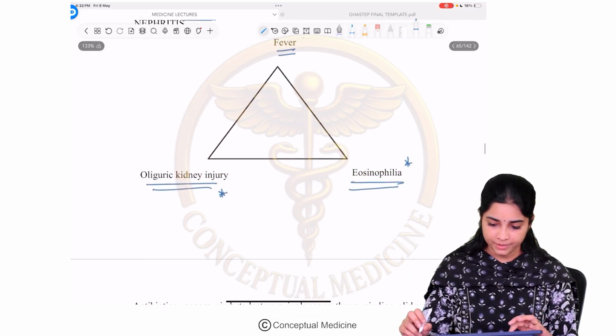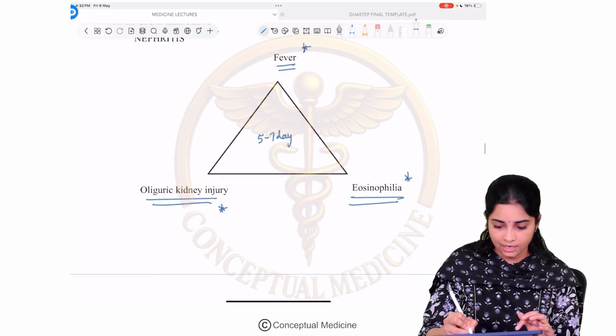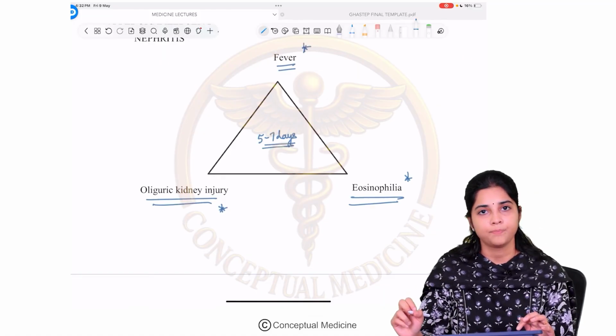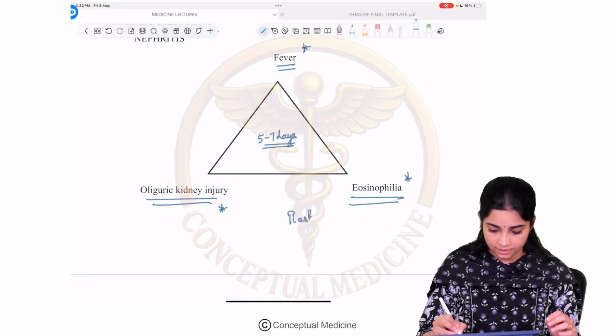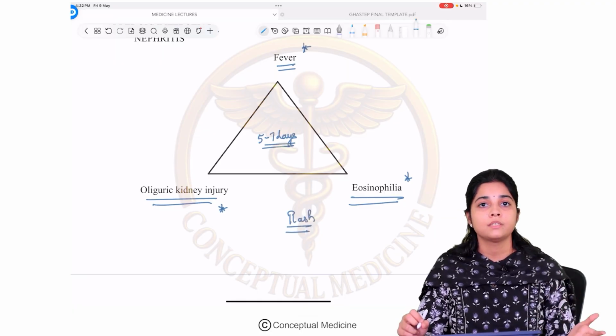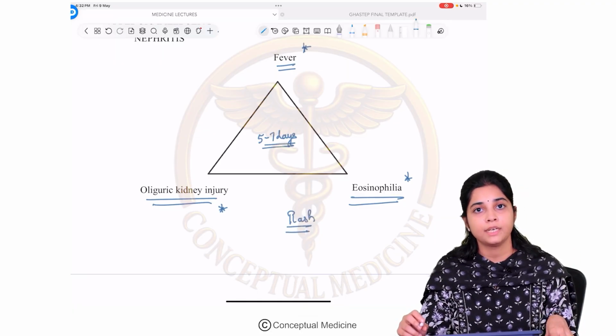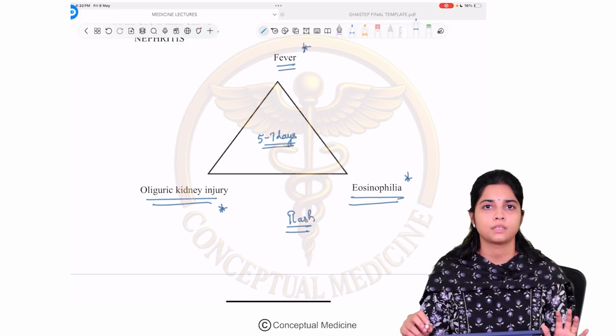It presents with this triad about 5 to 7 days after an inciting event. Apart from this, you can also have rash. So, in any of these patients who present with this kind of an AKI, if you are suspecting AIN, please take a thorough drug history.